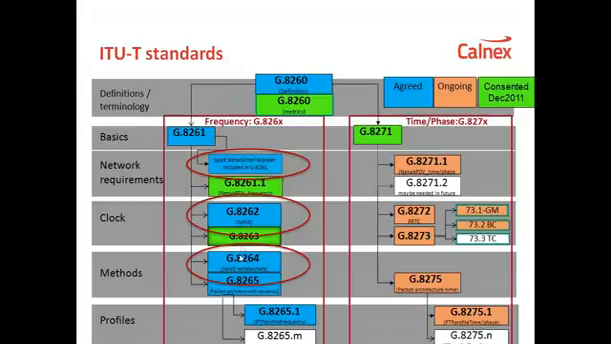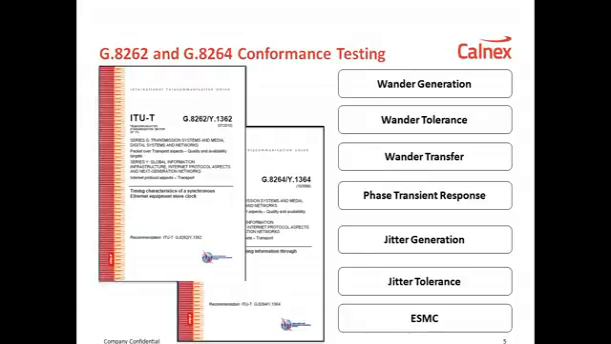8261, 8262, and 8264 specify the network requirements, then the requirements of each clock within that network, and then the deployment model for SyncE. And fundamentally what that gives us is a formula or a guideline to deploy a synchronous Ethernet network to transport sync across a network from a single source.